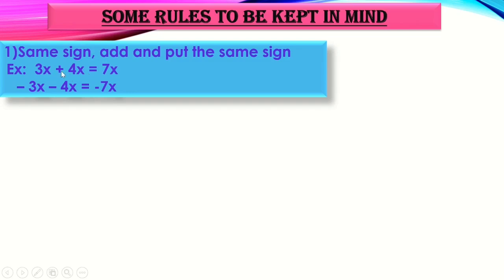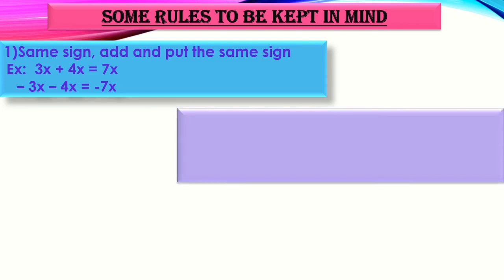So there are two terms. Since in front of 3x there is no sign, it means there is plus. So plus 3x plus 4x, same sign. We are adding them and putting the same sign in front of the answer, that is plus. Usually we don't show the plus sign. In the next example, minus 3x minus 4x is giving us minus 7x. So we are adding them and putting the same sign.